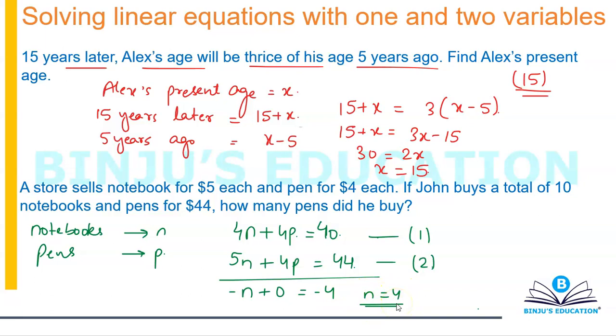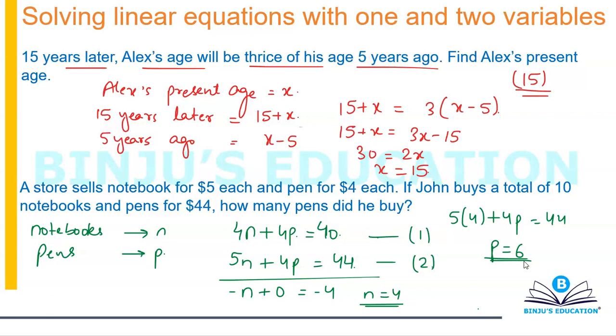Now once you get n is equal to 4, you can plug in the value of n in any of the two equations in order to find out the value of p. For example, if I plug it into the second one, then 5 into 4 plus 4p is equal to 44, which will give you p is equal to 6. So the number of pens he purchased is equal to 6. And that's your answer.